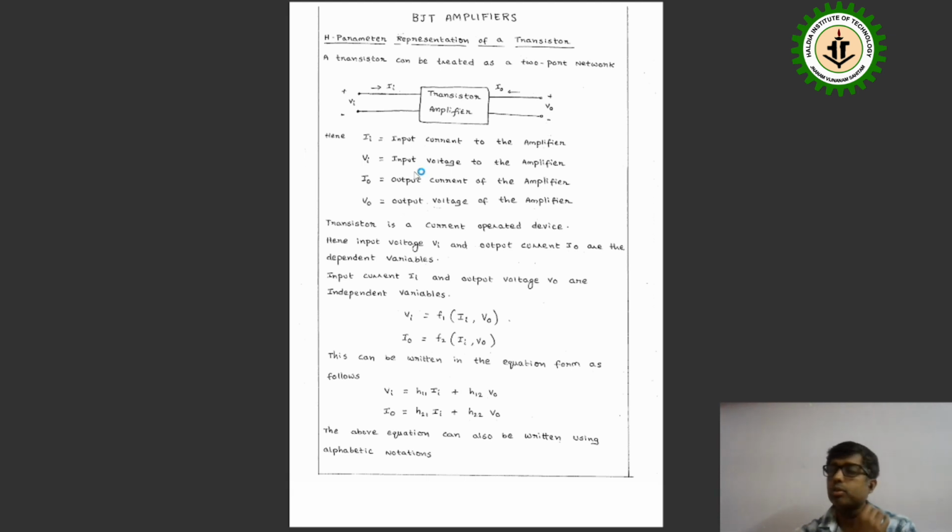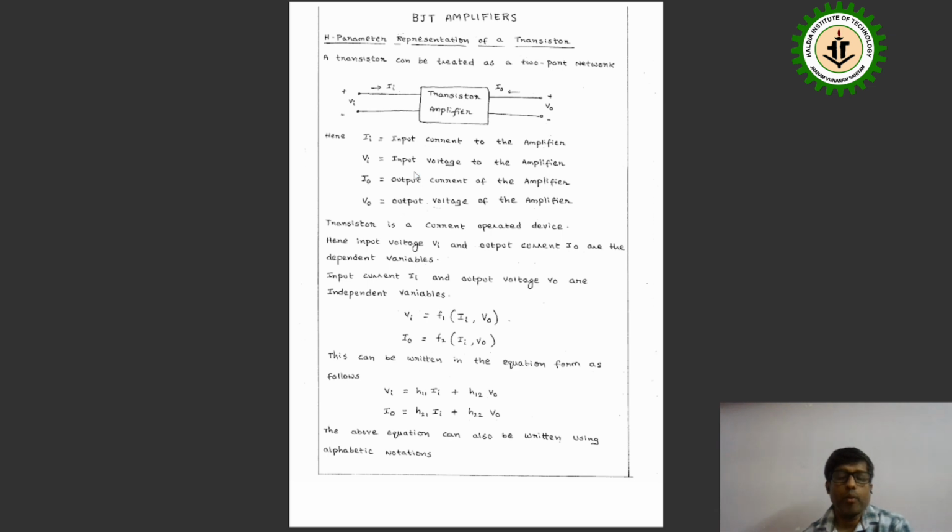So four variables. If we consider the transistor as a black box, we can represent the transistor like that. In this picture representation, there are two input variables and two output variables, and we don't know what is in the black box. So using these four variables, we will determine the internal parameters of the transistor, the H parameters of the transistor.